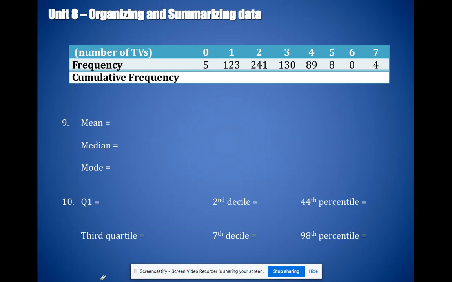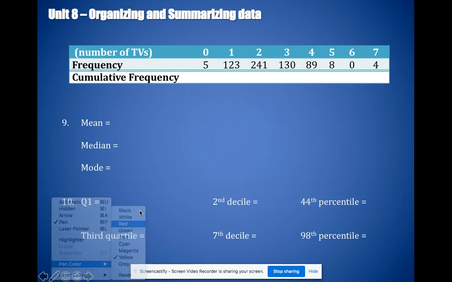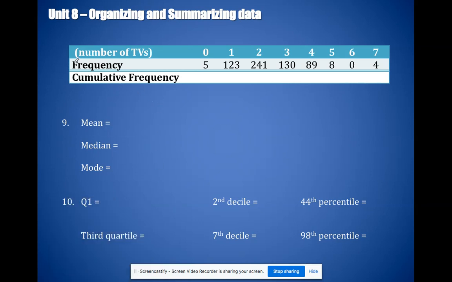All right, now we're starting to get into a little bit more same ideas. Look, mean, median, mode, quartiles. I do introduce deciles and percentiles. I'll talk about that in a minute. But this time, I want to talk about adding. This is my original table.